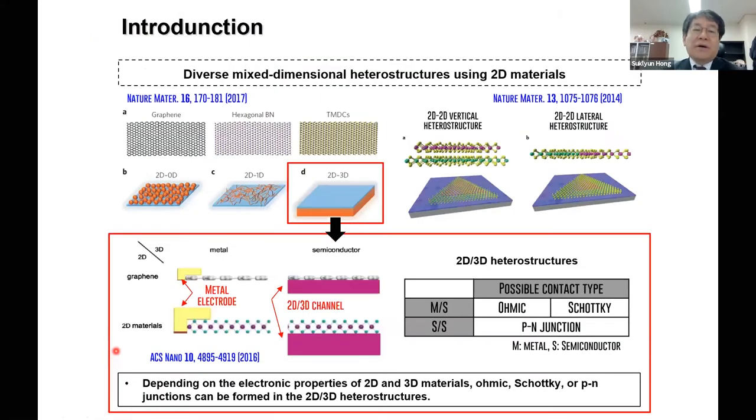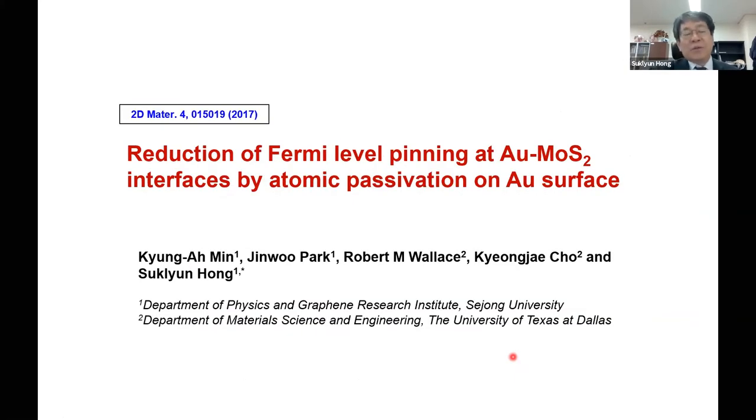And you know, there are several kinds of mixed dimensional heterostructures using two dimensional materials. And you can see 2D, 0D combination, and 2D, 1D, 2D, 3D. And for 2D, 3D heterostructures, you can find the vertical and the lateral heterostructures. Depending on the electronic property of 2D, 3D materials, we can see several types of junction like ohmic, Schottky and PN junctions.